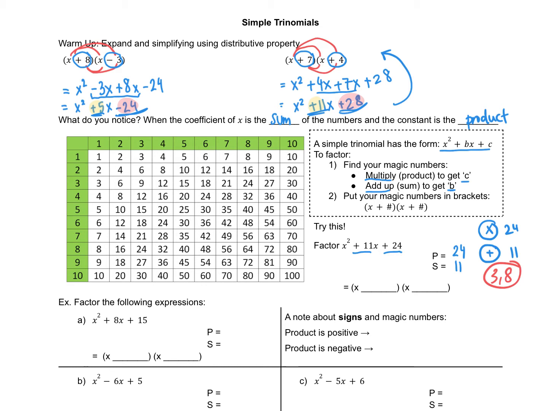If you're using your times table that I have here, I would look at different ways to get 24. So I see 24 here, I see 24 here.